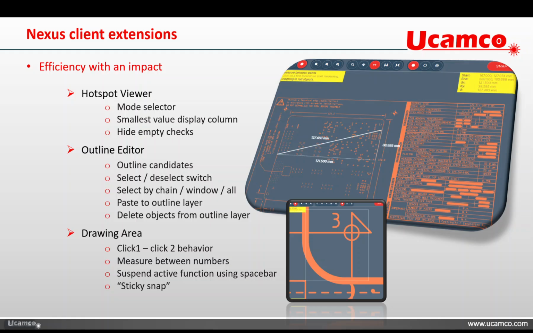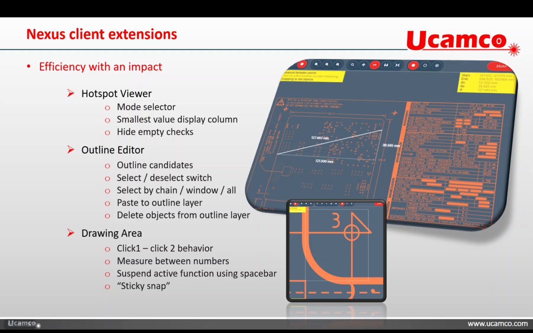But just running over a number of these Nexus extensions. We have in Hotspot a number of new things. One of them is a mode selector, which is very nice, which I will show in a minute. The smallest value display column, the hide empty checks possibilities. Then for the outline editor, we've been working on dealing with outline candidates and selecting data from one layer. If you need to make an outline layer yourself, for instance, you may want to select some chain in one layer and then copy it to a newly created outline layer for the system, which we will demonstrate in a minute.